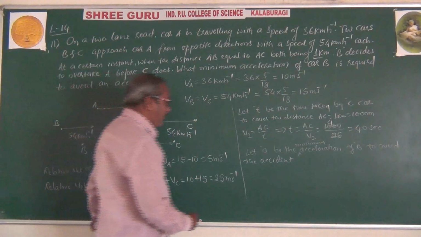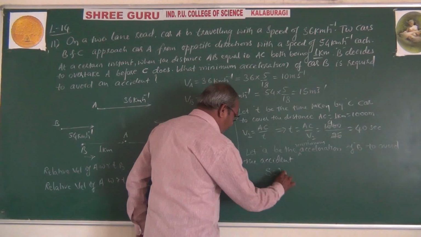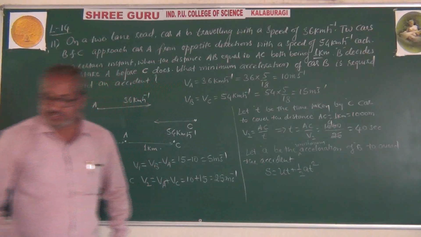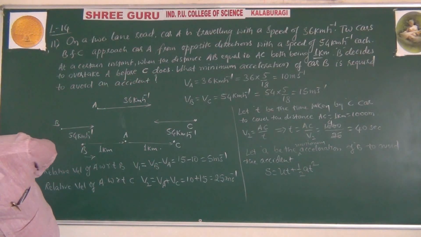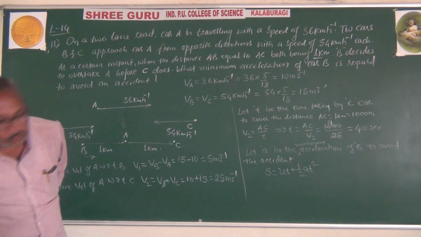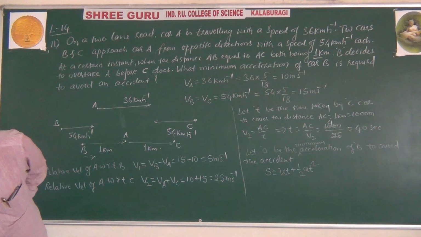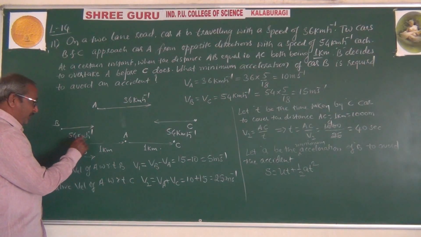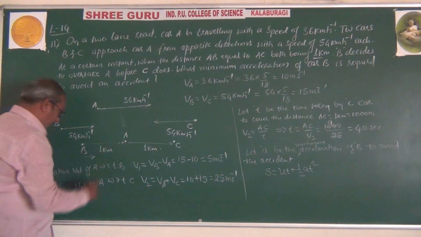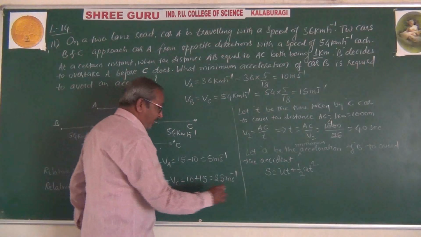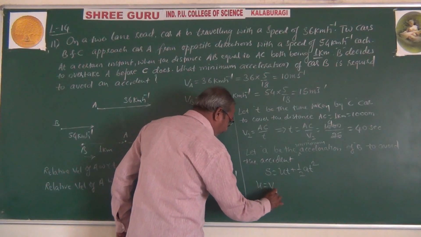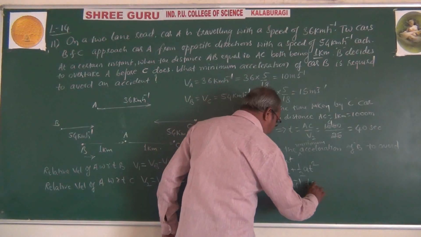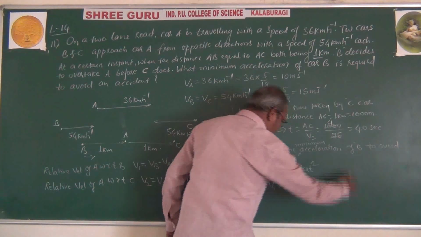Using the displacement formula, S equals ut plus half at square. Here u is nothing but the relative velocity of A with respect to B, which is V1. So u equals V1, which is equal to 5 meters per second, and the time is not more than 40 seconds. Just 40 seconds.